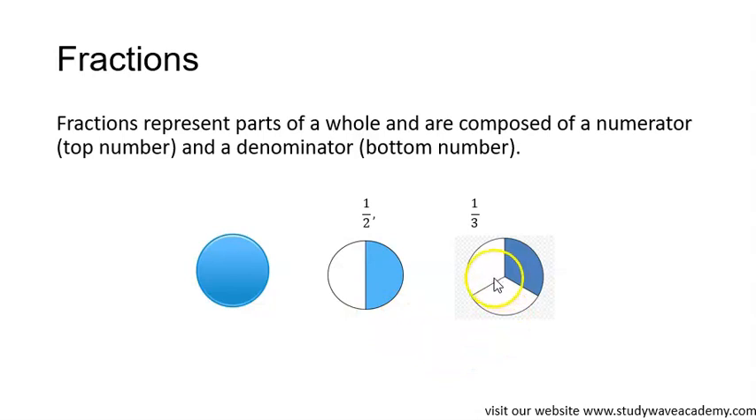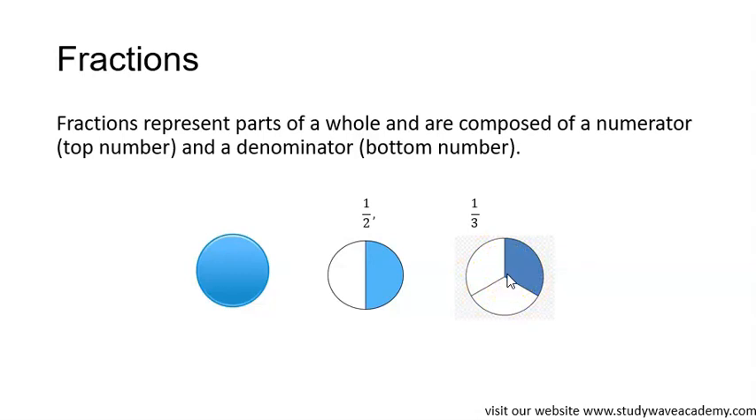We also have another one here. Here the circle is divided into how many? Let's count. 1, 2, 3. And how many parts are shaded? 1. So we have 1 over 3 here, 1/3. This is a half, this is 1/3. So the shaded part is 1, so the numerator is 1 over 3. The circle is divided into 3 parts. Do you understand?